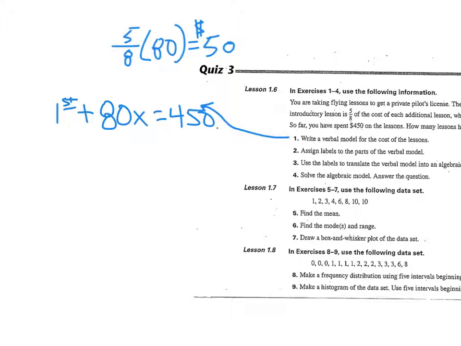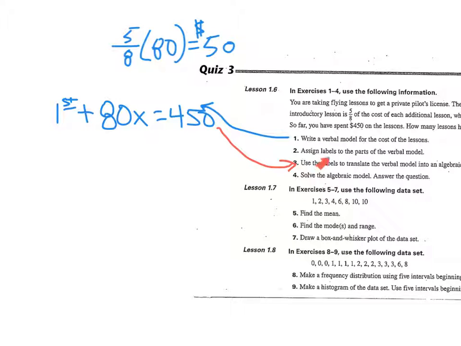So this is really number 3. Okay? So first lesson, which is $50, you're going to want to make that to be 50 for number 3 right here, plus lessons per hour, or money per lesson equals total money spent. That's what you want for your verbal model. Just write it out and write this out in words.